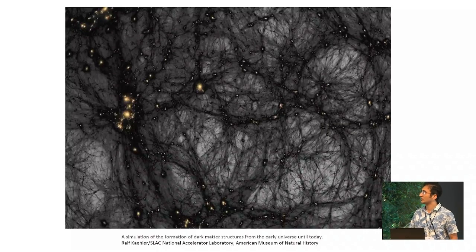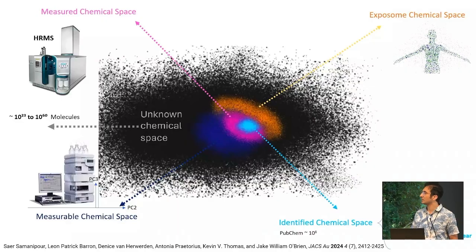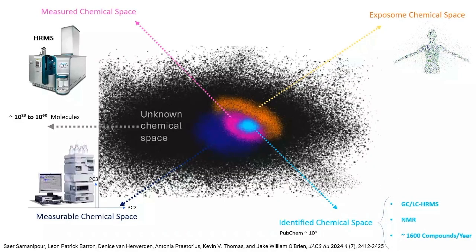And similar to cosmology and the real world, also in the world of chemistry, most of the small molecules are also unknown, and the number of unknown molecules is estimated to be very huge. 10 to the power of 20 to 60 small molecules are still unknown, and only a very tiny part is known or measured, and even from the measured or measurable compounds, only a small part is identified.